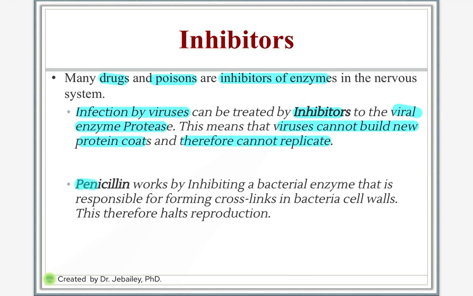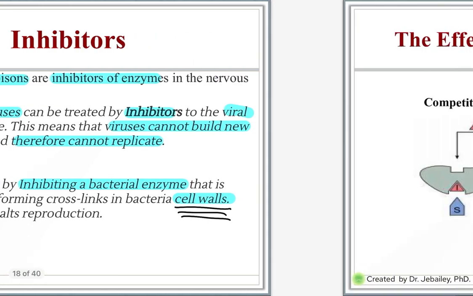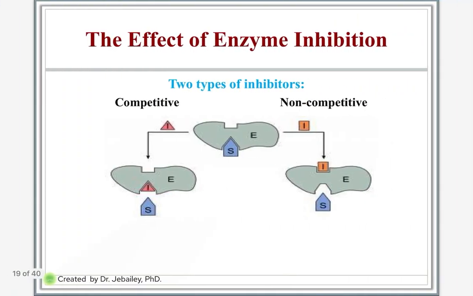So for example, here penicillin is an example of an inhibitor. What does it do? It stops the bacterial enzyme that produces the protein to make the cell walls. So this is a perfect example of an inhibitor. Penicillin is stopping the production of the proteins that make the cell wall. So with that, let's look at two different types of inhibitors.